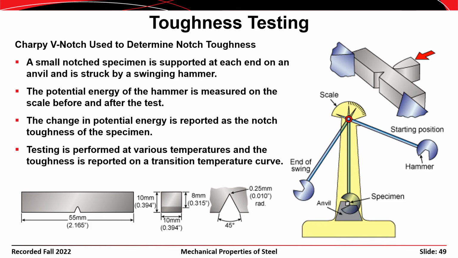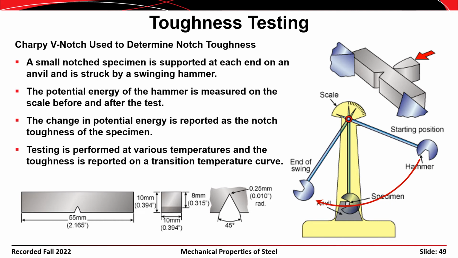That specimen is placed inside of a test machine in an anvil, and then you have a hammer that's raised to a starting position with a known potential energy. That hammer is then released and swings through the specimen, imparting some of the energy into the specimen when it fractures, and then reaches a lower potential energy on the upswing on the other side. The difference in potential energy from the starting position to the end position is basically the amount of energy that is required to fracture that specimen, and that is reported as the toughness of the material.